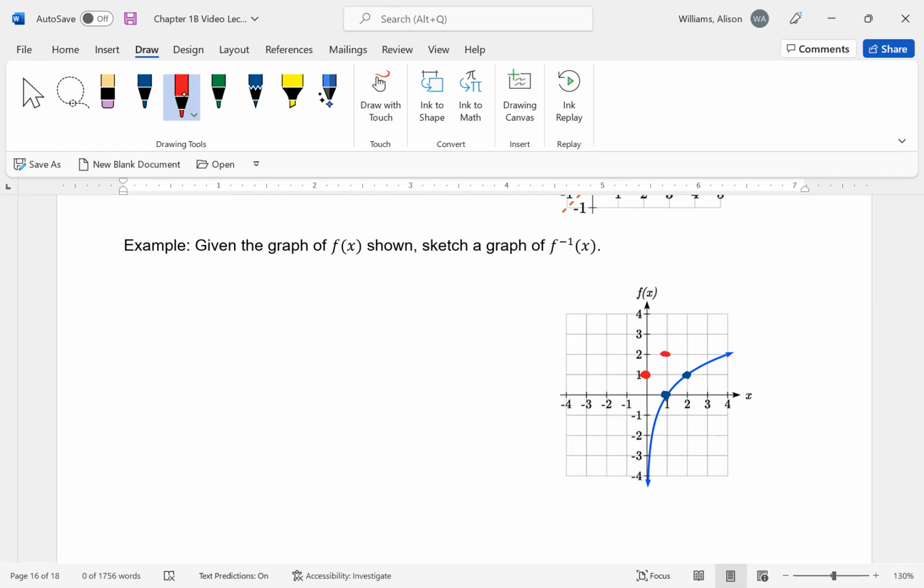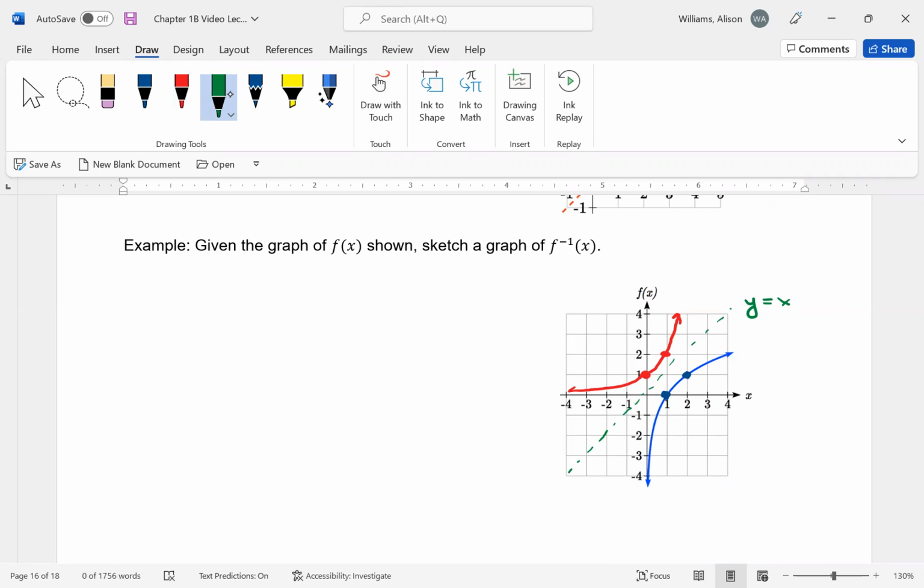And visually, I want to replicate this as being symmetrical, or reflecting across the diagonal y equals x. That's how the inverse is going to look. It's going to take all the ordered pairs, swap the outputs and inputs, and there you go. That's how the graph looks. It's kind of cool when you see it that way. And it's not by chance.